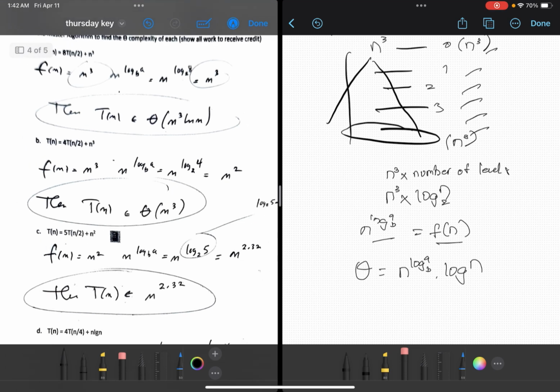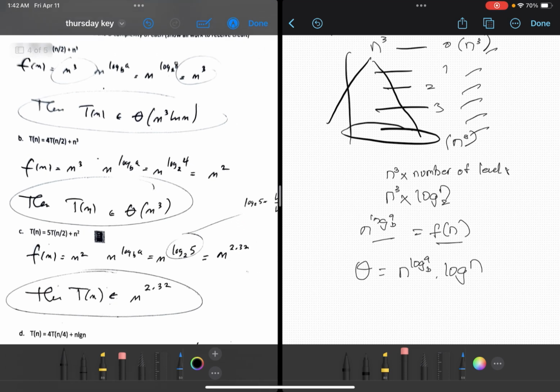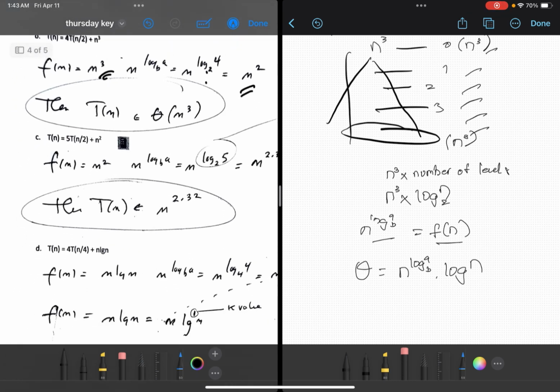Let's go to the next problem, and we have n to the power log a to the base b, which is equal to n to the power log 4 to the base 2, that is n square, and we have t of n or f of n is equal to n cube. So we can obviously see that n cube is bigger than n square, and the theta will be automatically equal to n cube, the biggest one out of them.